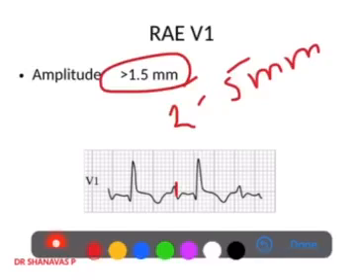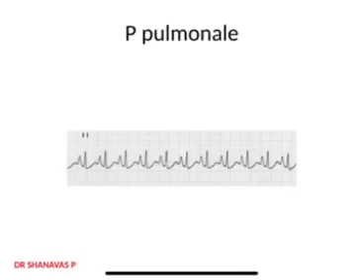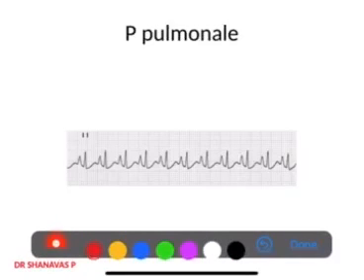That is in limb leads, especially lead 2. If the amplitude is more than 2.5, there is right atrial enlargement. In lead V1, if it is more than 1.5, there is right atrial enlargement. So we can use either method for diagnosing right atrial enlargement. This condition is called P pulmonale. That is right atrial enlargement seen on ECG.